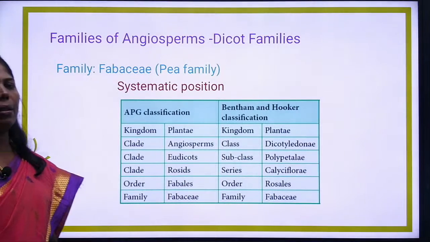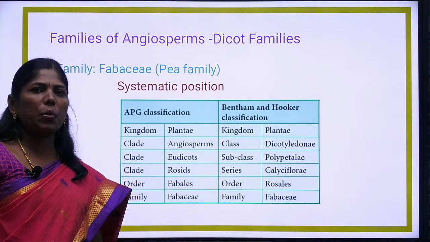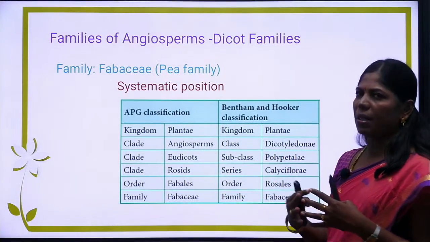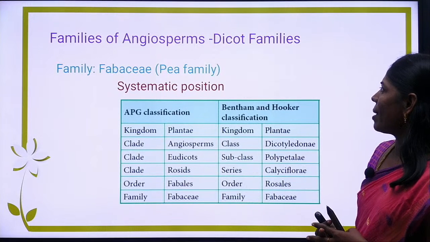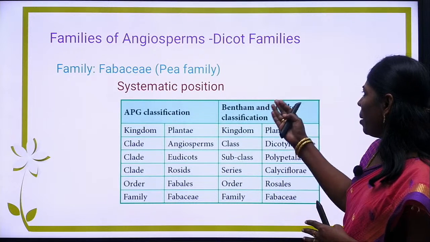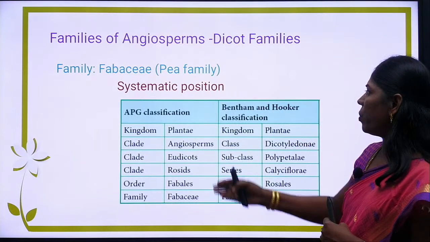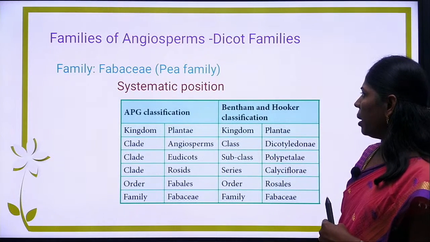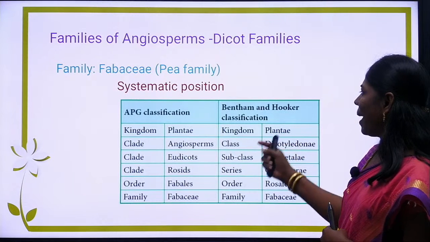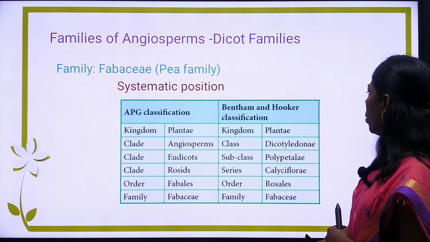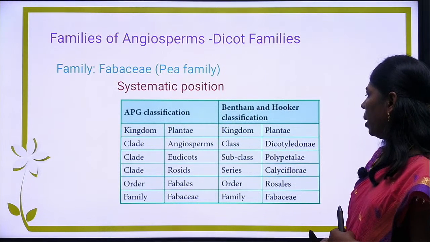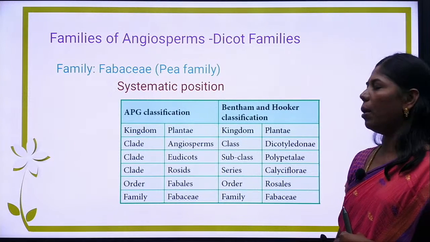First we are going to see the systematic position. What is the systematic position? That is the main address of the species. How it is classified, everything we can see here. So that is the systematic position of the family Fabaceae. Now we are following the Bentham and Hooker classification rather than the Angiosperm Phylogeny classification. The kingdom is Plantae, the class is Dicotyledonae, subclass is Polypetalae, series Calyciflorae, order Rosales, family Fabaceae.